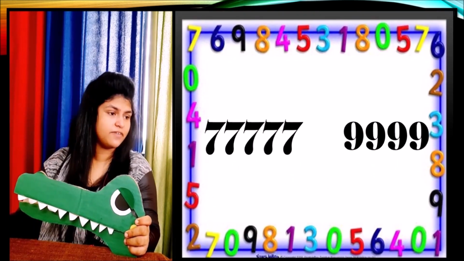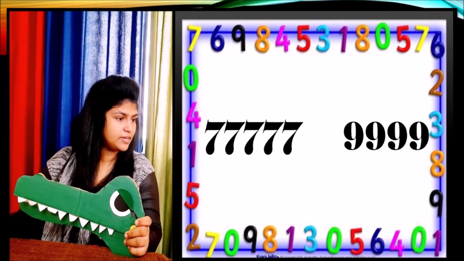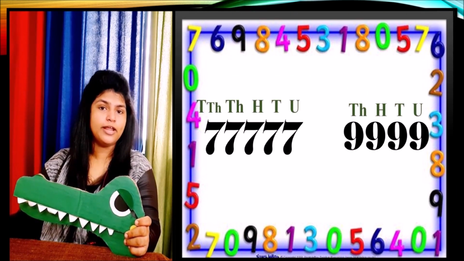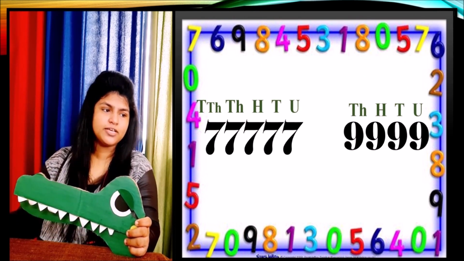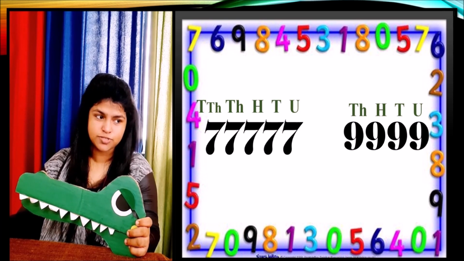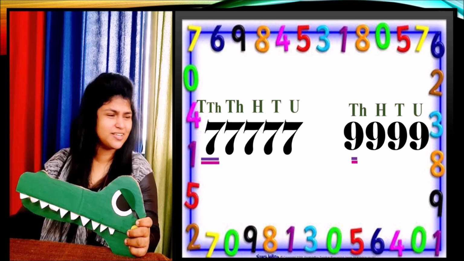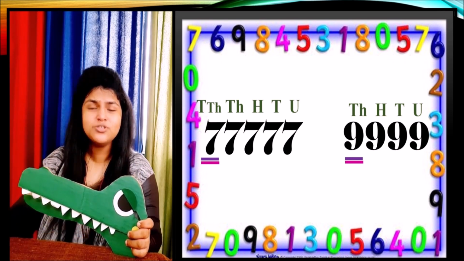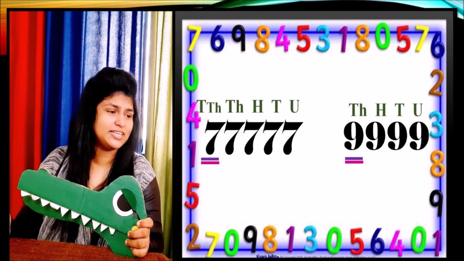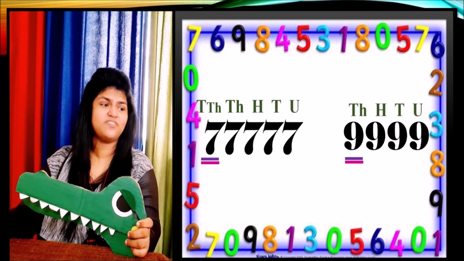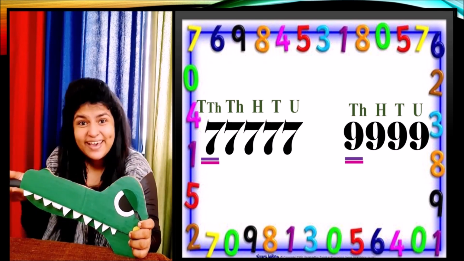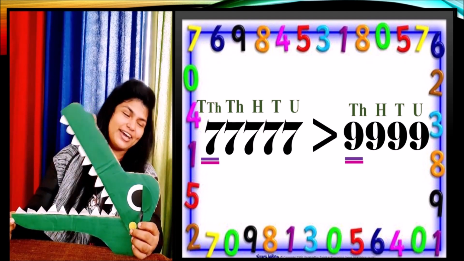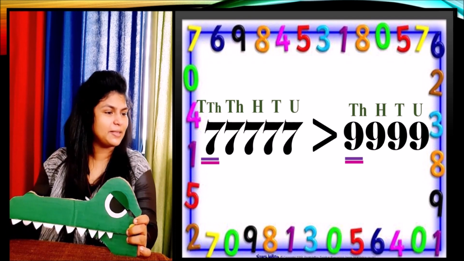Now we have 77777 and we have 9999. Let's put the Urdu code. Now, let's all take the first number. The first number here is in the 10,000s place. And the first number here is in thousands. You tell me, 10,000 is big or 1,000? 10,000 naturally. So 77,777 is big. Finish. Will you open your mouth at it? Yes, correct. So that number is the bigger one.